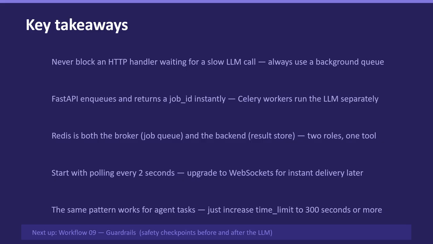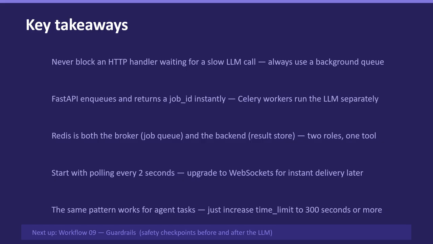Next, takeaways. Never block an HTTP handler waiting for a slow LLM call. If the call takes more than a second or two, put it in a background queue. FastAPI enqueues the task and returns the job identifier in under 50 milliseconds. Celery workers run the actual LLM call in separate processes. Redis plays 2 roles. Broker holds the job queue, and backend stores the completed results.